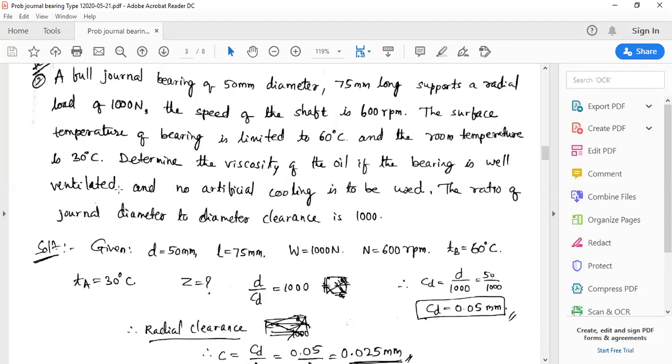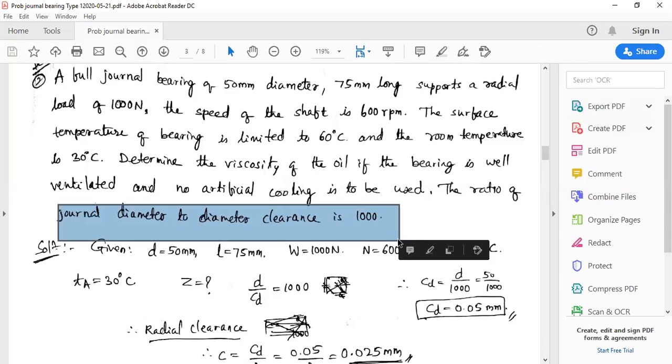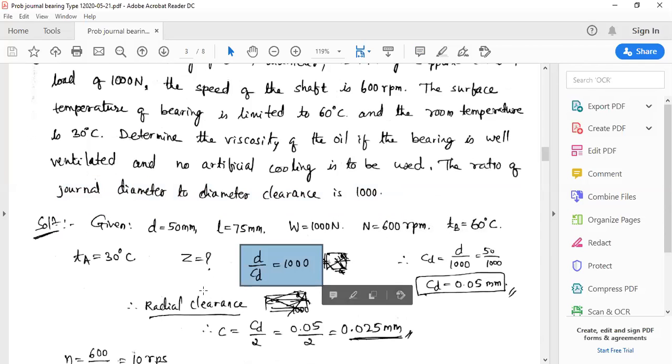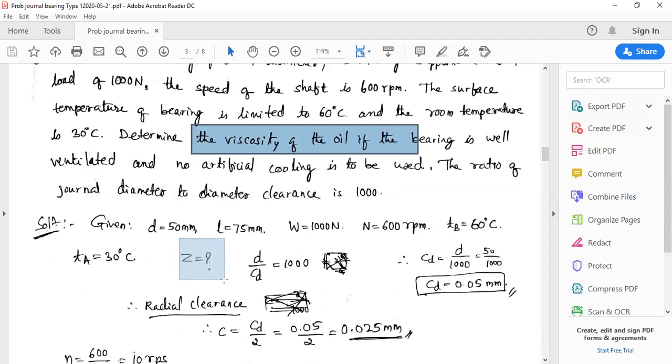So that is what the meaning of that. And it is well ventilated, and the ratio of journal diameter to the diametral clearance is 1000. So that is nothing but D by CD is equal to 1000. So that value is given here. And we have to determine the absolute viscosity, the viscosity of the oil. Viscosity of the oil is unknown.